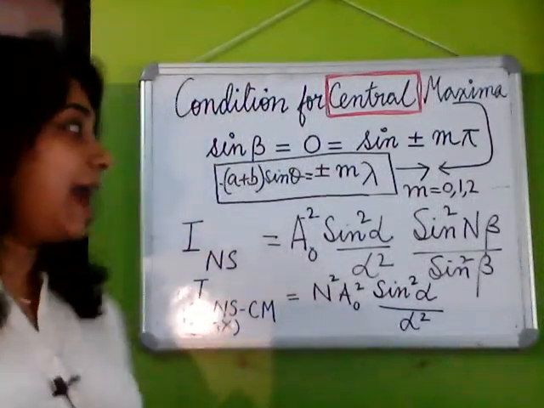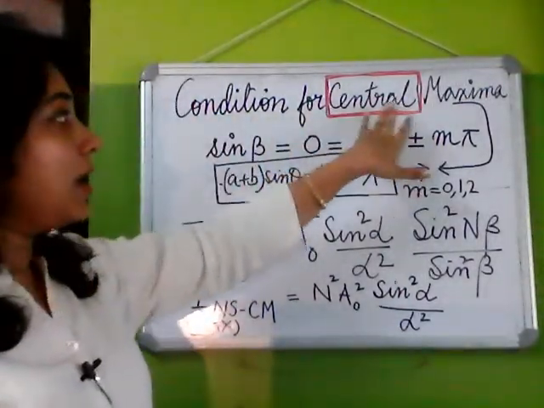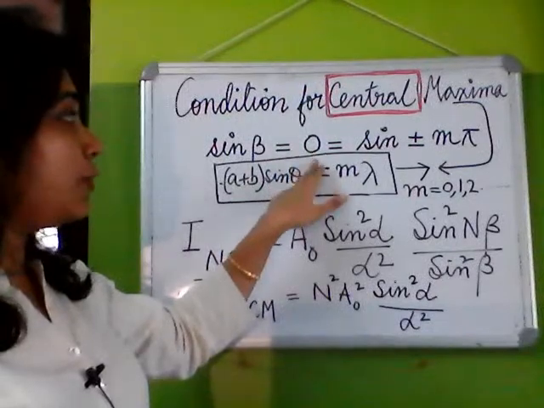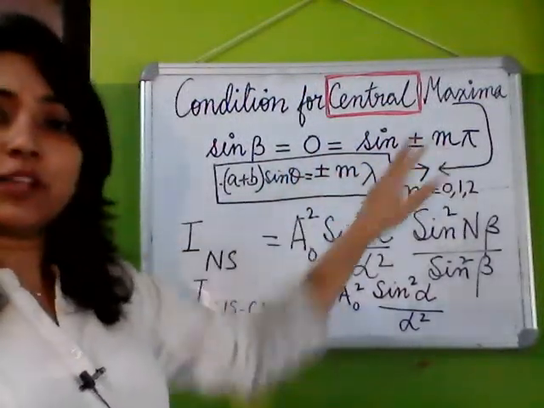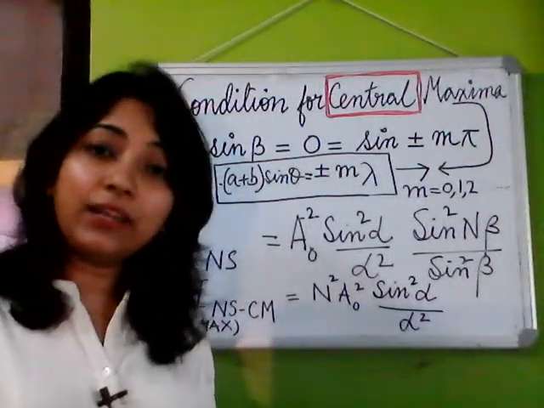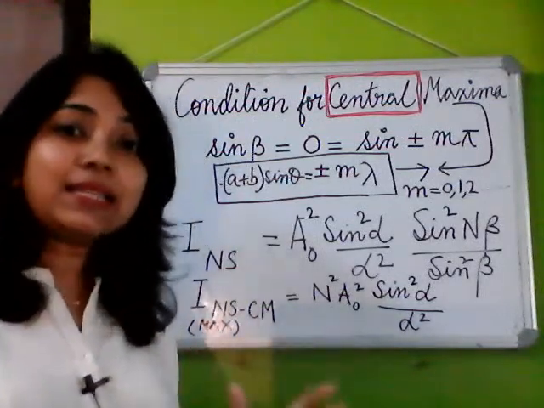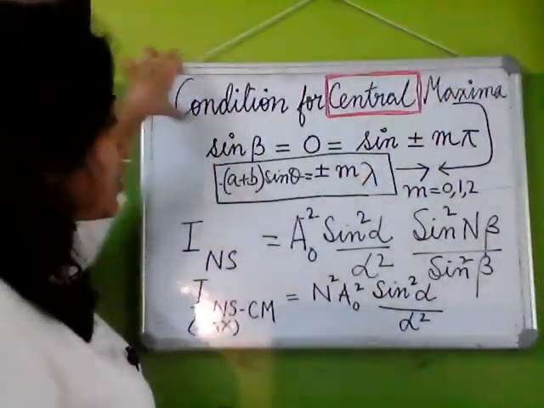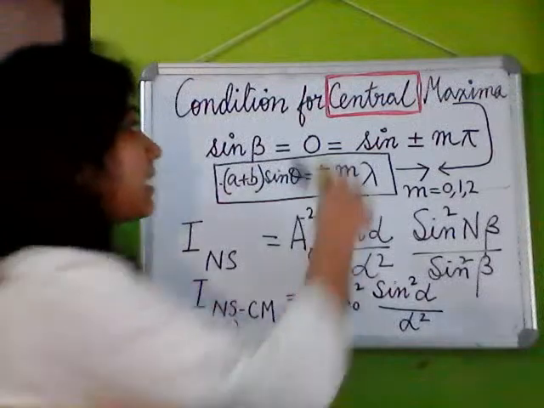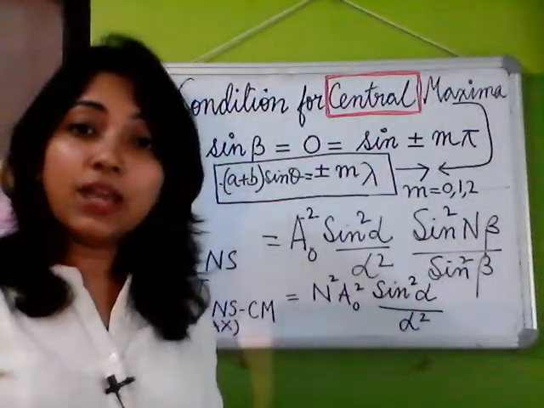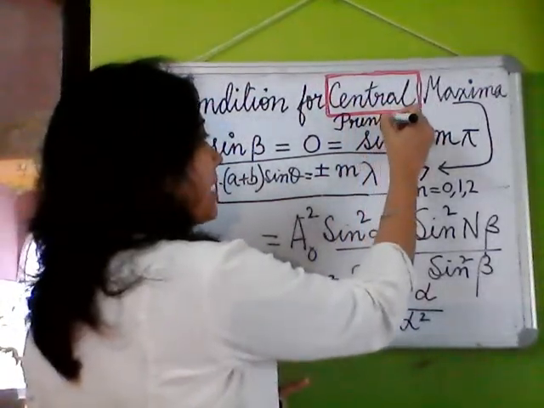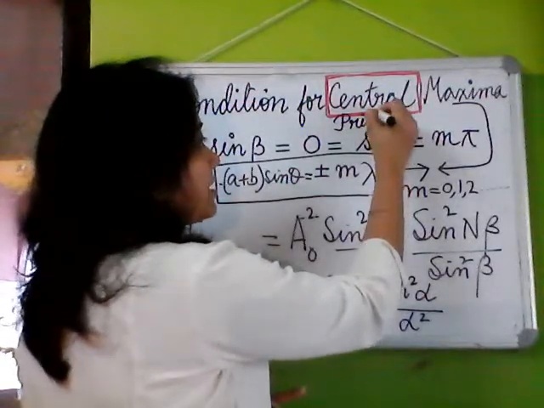Then we had found out the condition for central maxima to be that sine beta was taken to be 0, and then we had calculated that value of beta to be plus minus m pi. Now, students, it would be good that I tell you that, instead of central maxima, I should have told you that this is the condition for principal maxima. So please note that this should actually be called principal maxima.